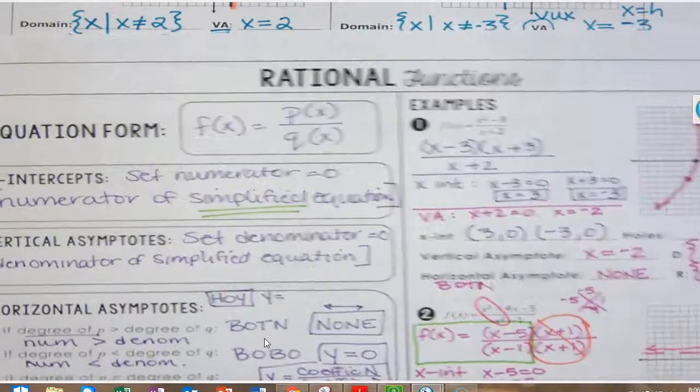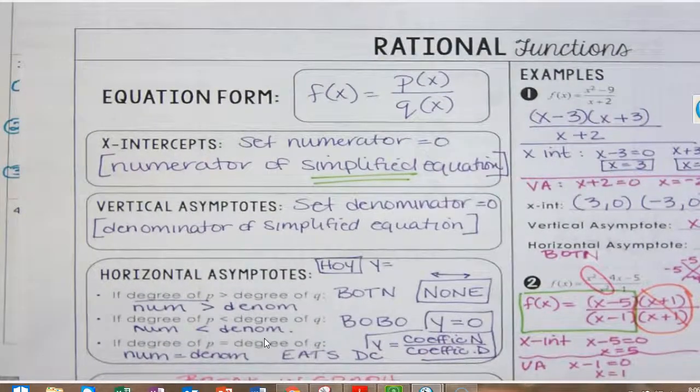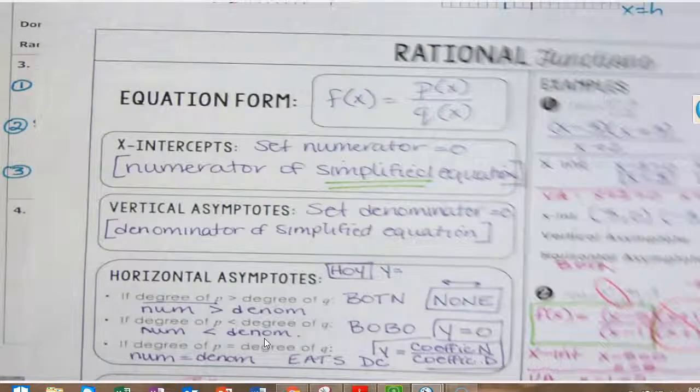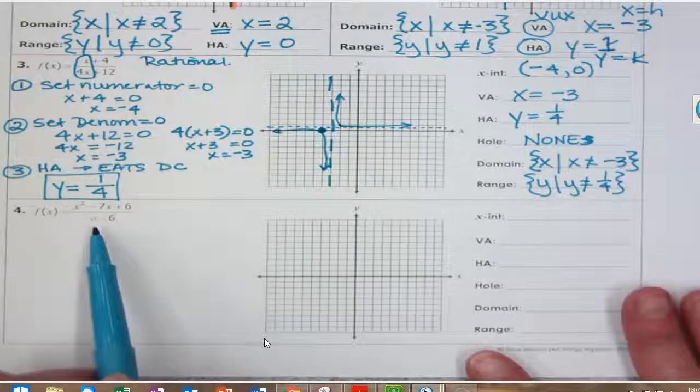All right, we're going to do one more rational function. This is going to be a rational function with a hole, and we're going to talk about the hole a little bit. We may do two. Okay, so here we've got this problem.